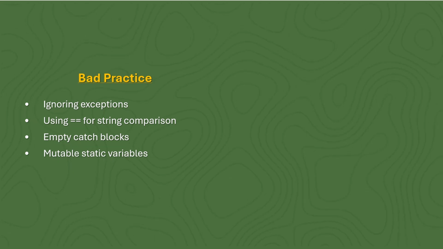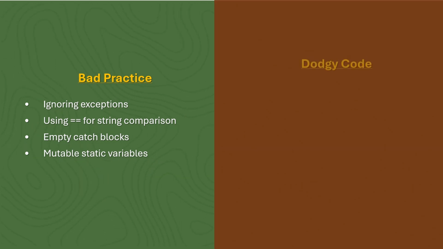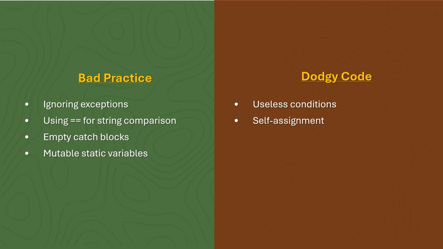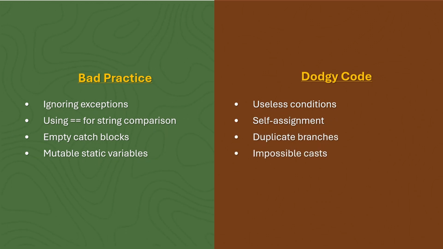Then the dodgy code category, so this flags the suspicious or you can say confusing code that may hide logical errors or bugs. In this category we may have useless conditions, that is the conditions that are always true or always false. Self-assignment, that is assigning a variable to itself with no effect. Duplicate branches, different code branches performing the same action. And impossible cast, for example converting an object to a type it can never be.